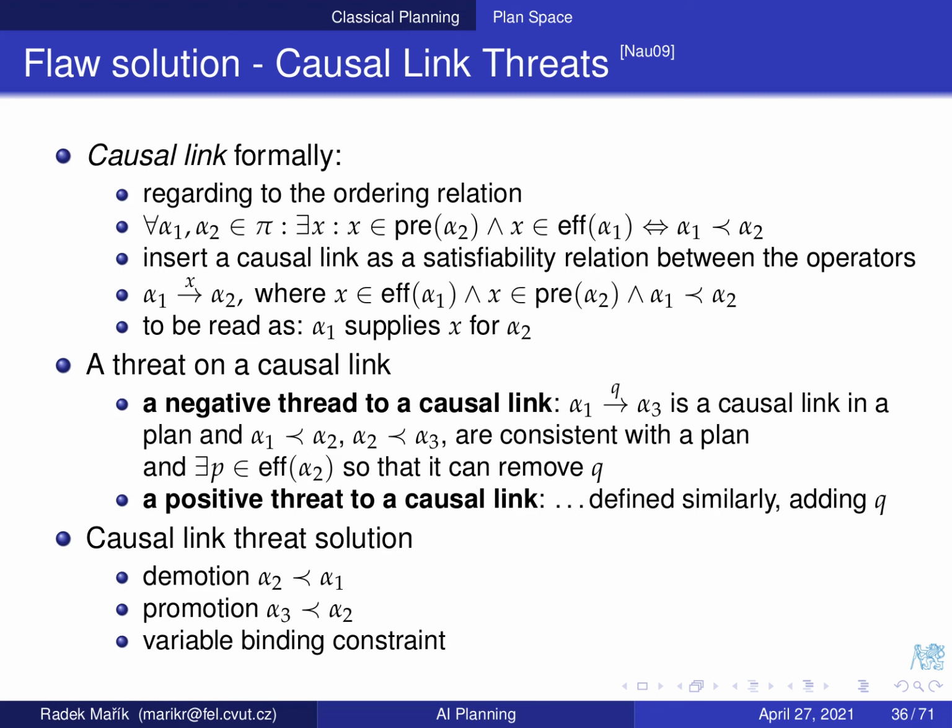And there is also the opposite situation, the so-called positive threat to a causal link, and that is defined similarly. However, instead of removing Q, this is adding Q. How can these issues be solved? Well, by so-called demotion or promotion, or a variable binding constraint. So you can either bind the variable to protect this kind of effect, or you need to put alpha 2 before alpha 1, or promote alpha 2 beyond alpha 3.